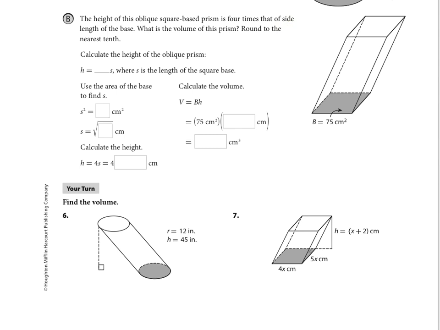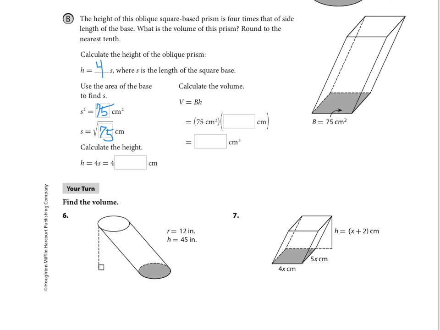Notice we're being told that the area of the base is 75. So let's figure some things out. If the height is 4 times the side length, where S is the length of the square base, then we're going to use the area of the base to first find S, the side length. So S squared, since it is a square, side times side, is going to give us 75 from the diagram. And then S is the square root of 75, as we're finding one side length.